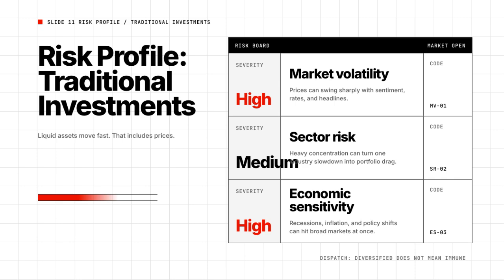Finally, economic sensitivity is another high-severity risk factor. Broader economic conditions like recessions, inflation, or shifts in monetary policy can impact multiple markets simultaneously. So even a diversified portfolio isn't completely immune to these larger economic forces. The key takeaway here is that diversification helps, but it doesn't eliminate risk entirely. Being aware of these specific threats allows us to manage portfolios more thoughtfully and respond proactively.